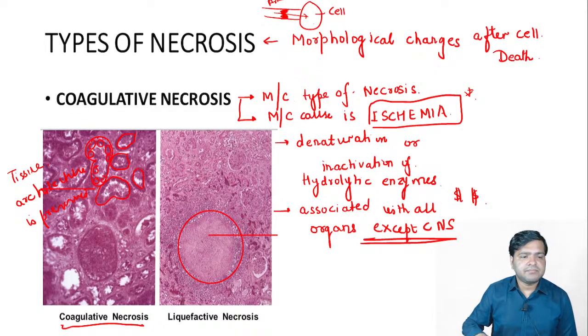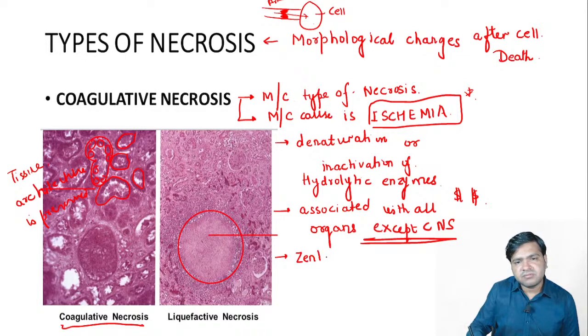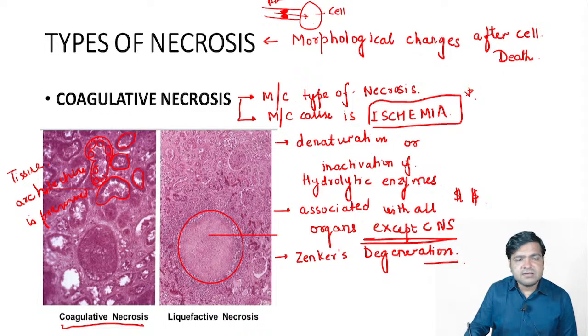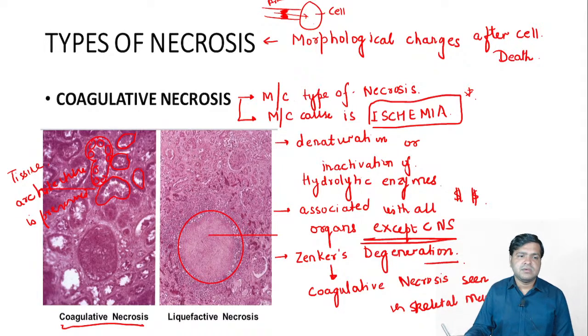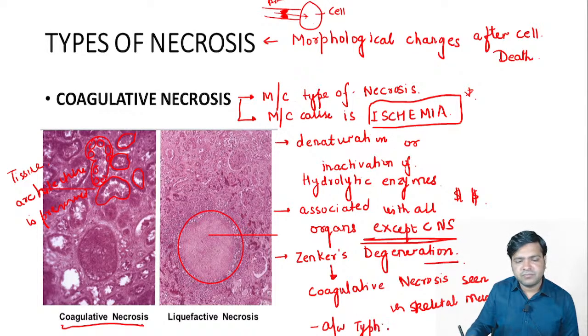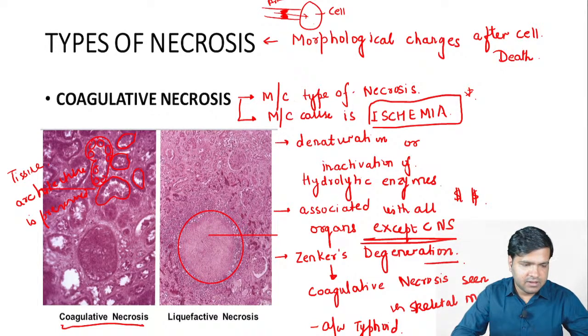And what else you can see over here is Zenker's degeneration. Zenker's degeneration is coagulative necrosis seen in skeletal muscles. It is also associated with typhoid. In the brain, it is liquefactive. Rajesh, very good.